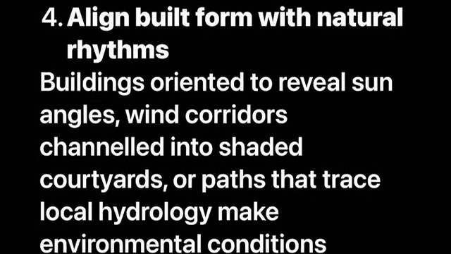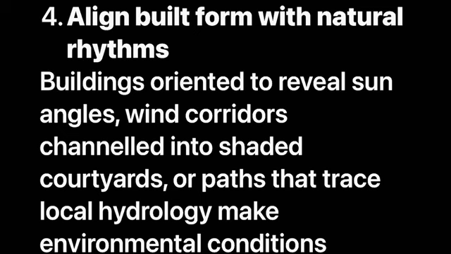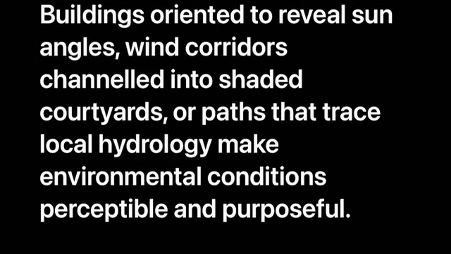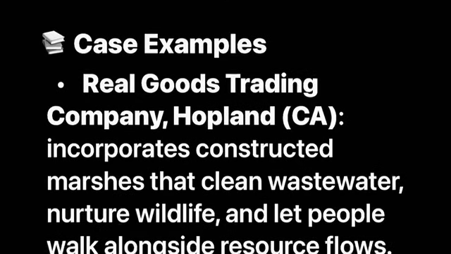Four: align built form with natural rhythms. Buildings oriented to reveal sun angles, wind corridors channeled into shaded courtyards, or paths that trace local hydrology make environmental conditions perceptible and purposeful.